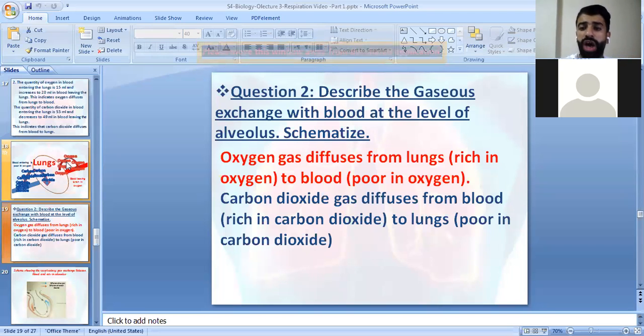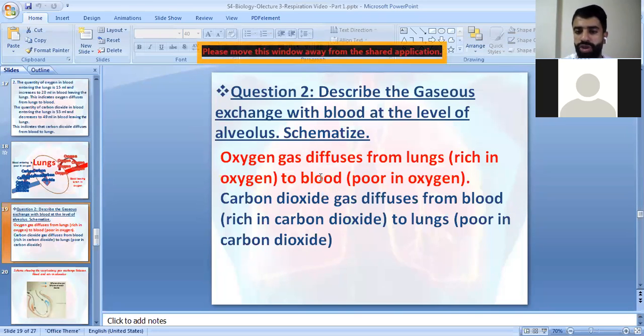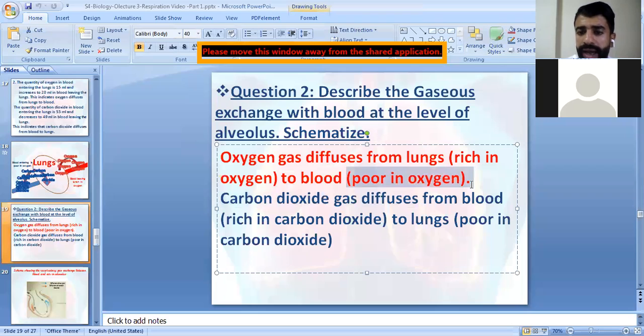Question number 2, describe the gas exchange with blood at the level of the alveolus. You have to know that oxygen gas diffuses from the lungs, which is rich in oxygen, to the blood, which is poor in oxygen, while carbon dioxide diffuses from where to where? From the blood, which is rich in carbon dioxide, to the lungs, which is poor in carbon dioxide.